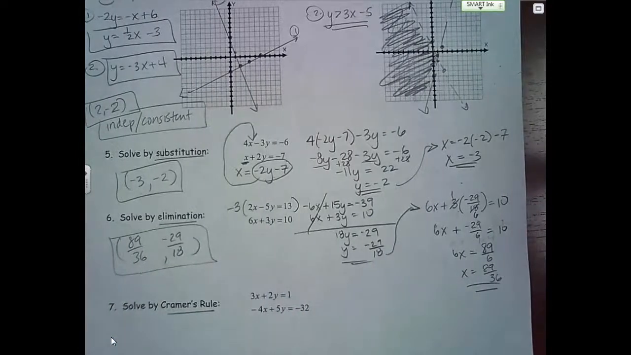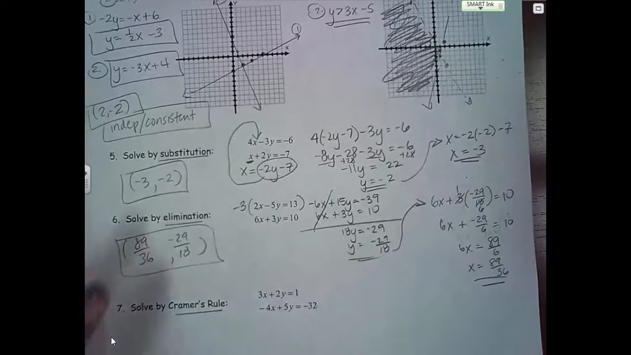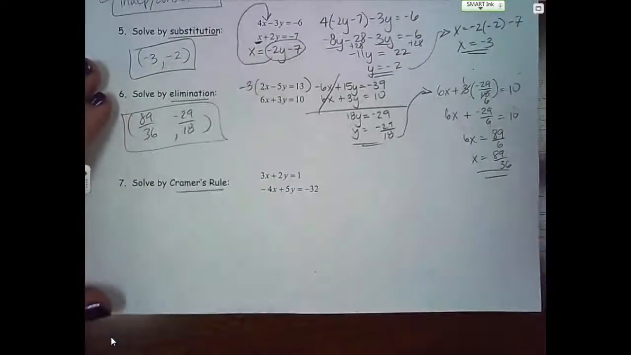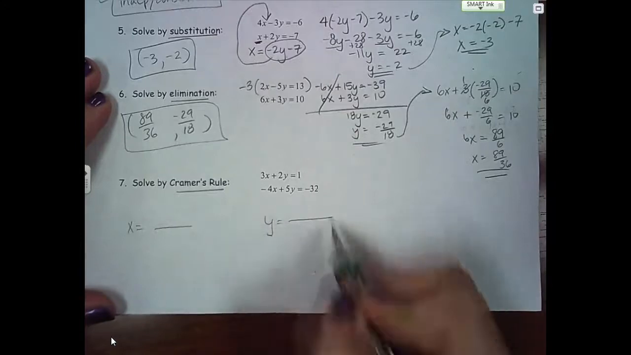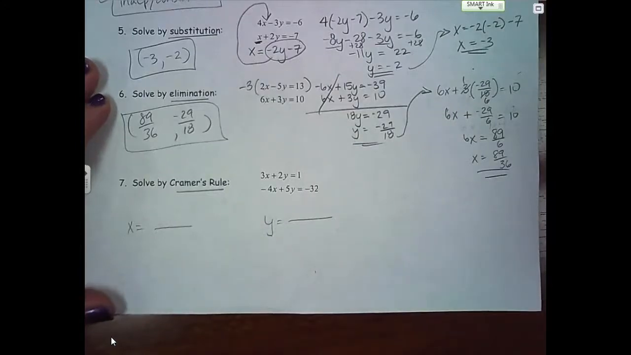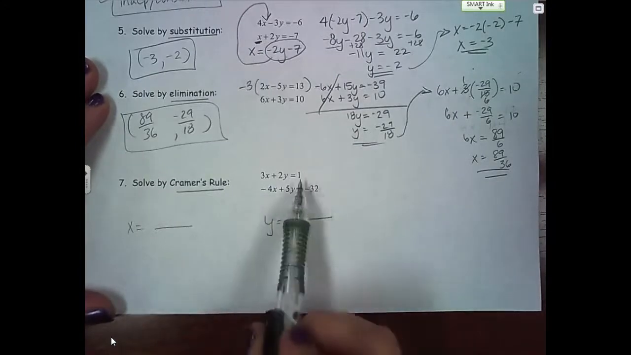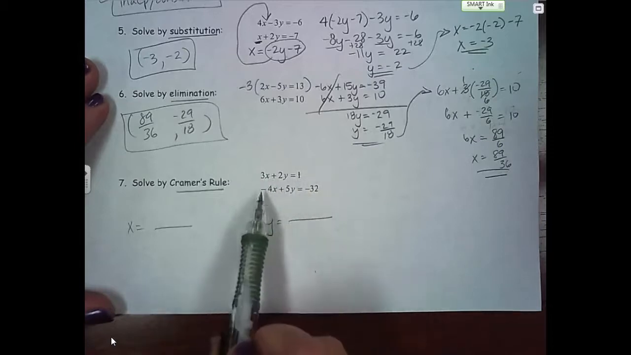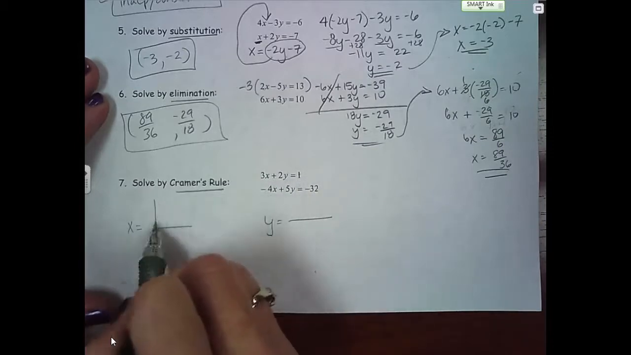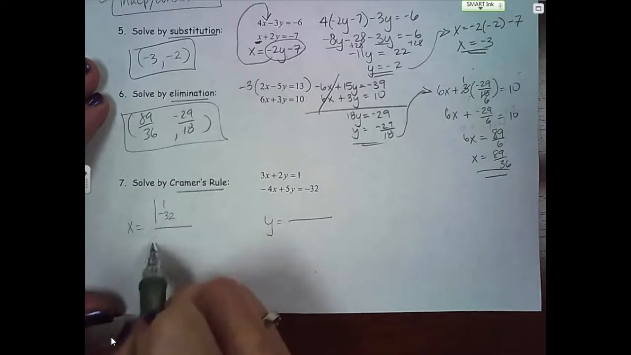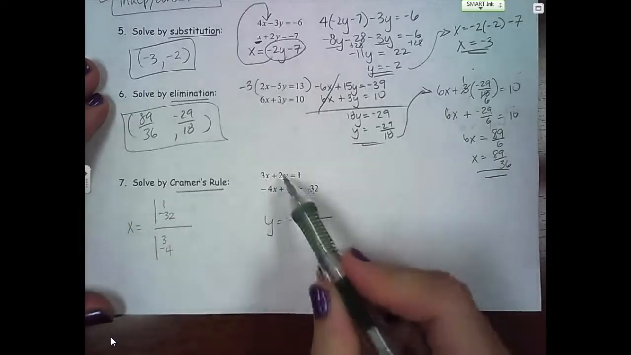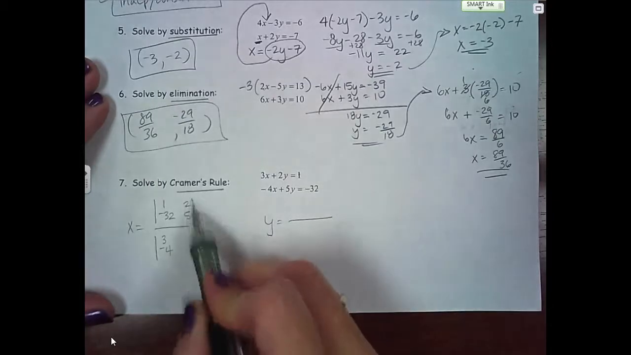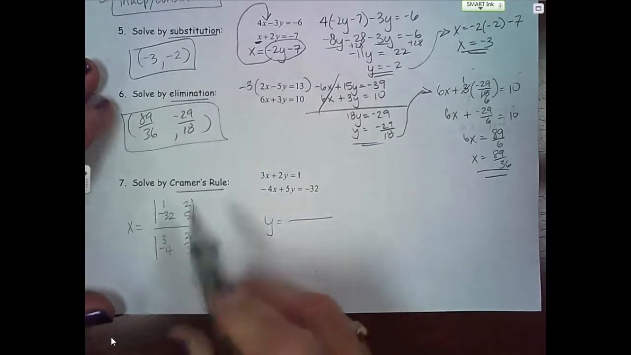All right, Cramer's rule. I'm not sure what you remember about Cramer's rule, but remember we're going to solve for x, and we're going to solve for y. When you solve for x, you replace the answers. Instead of using 3 and negative 4, you're going to do 1 and negative 32. And the bottom stays 3, negative 4. And for your y's, you just do 2, 5 twice.